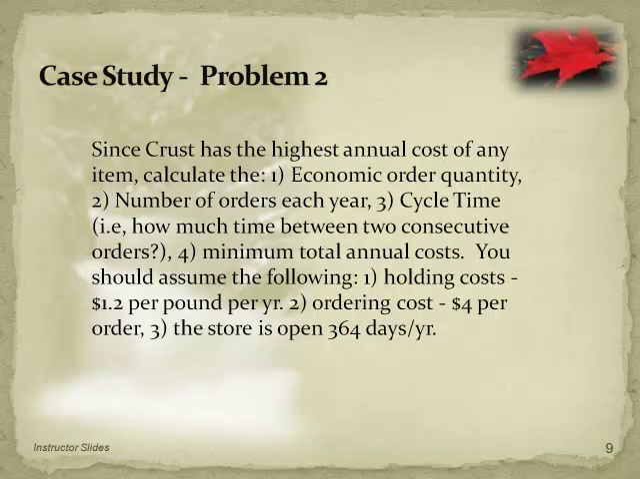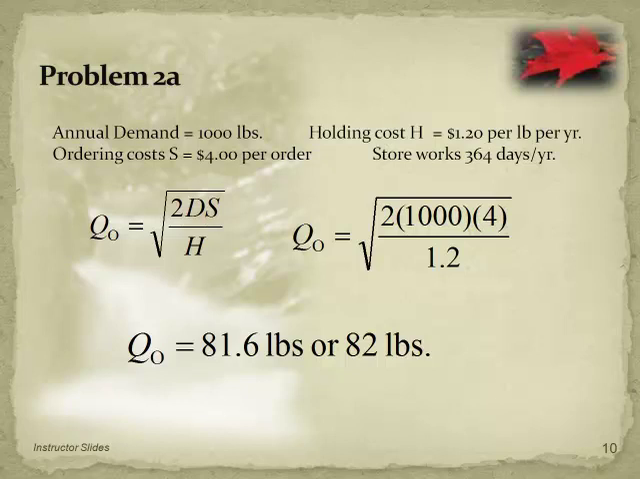So with that information, let's first calculate what the economic order quantity should be. I've written in this slide the values of the parameters that we need. Our annual demand is 1,000 pounds. The holding cost is $1.20. Ordering cost is $4. So we can calculate what the economic order quantity is.